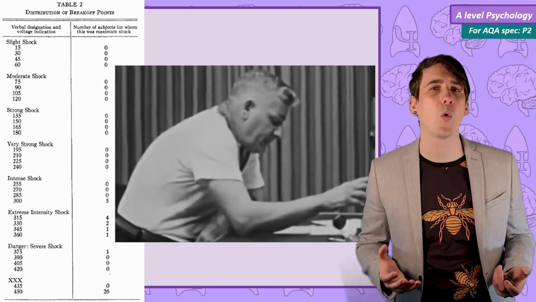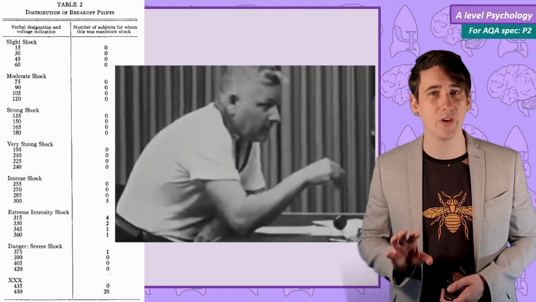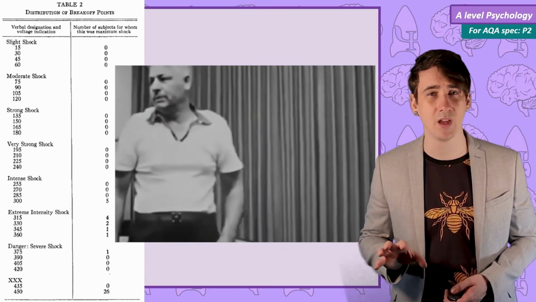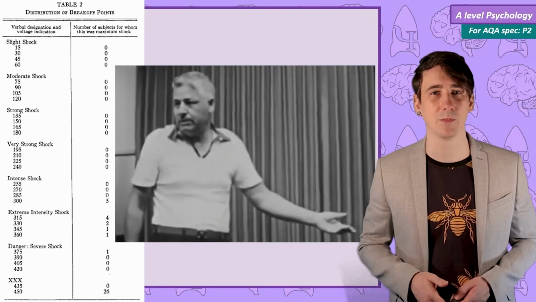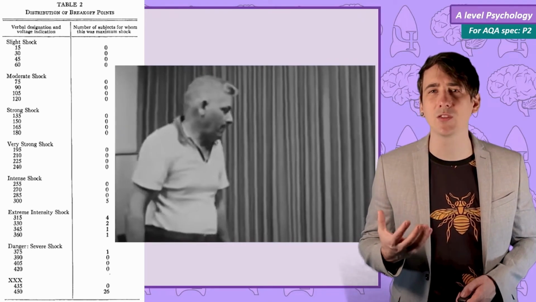But if we look at some qualitative data, for example the observational recordings of the original participants, we can see how emotionally difficult it was for the participants to give the shocks. This qualitative data provides context.